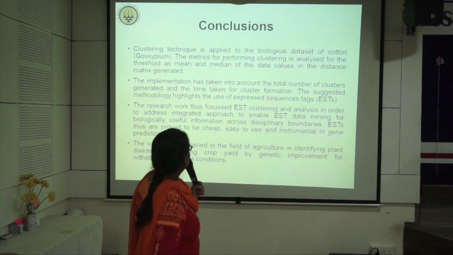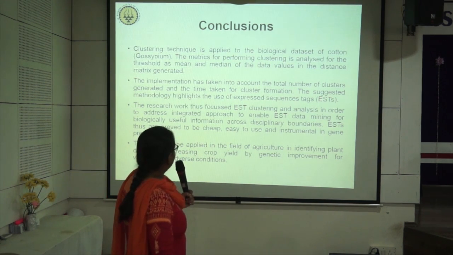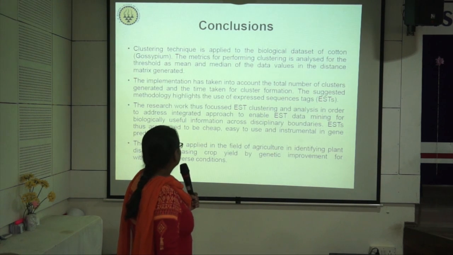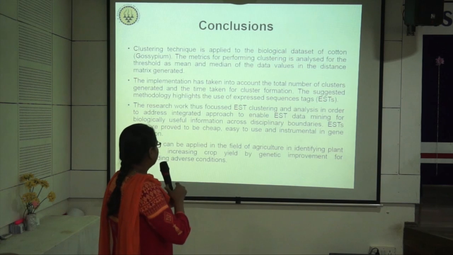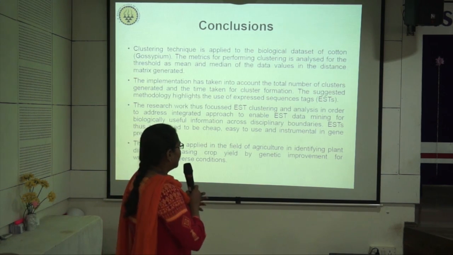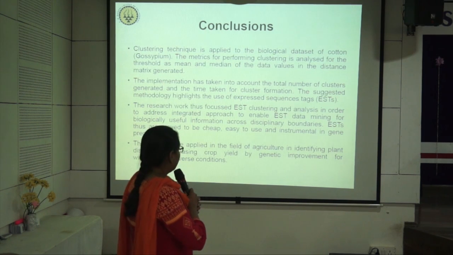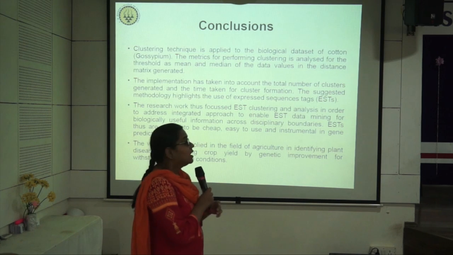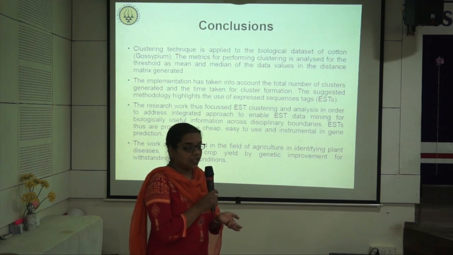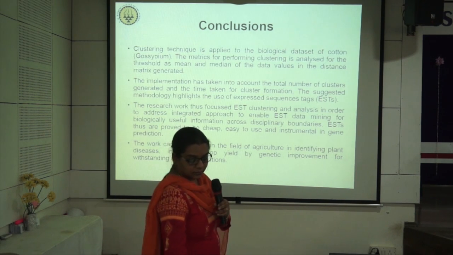GMO and non-GMO: the clustering technique is applied to a biological dataset of cotton. The metrics of performing the clustering are analyzed. The implementation took into account the total number of clusters generated. The work could be easily applicable to the field of agriculture in identifying plant diseases and increasing crop yield, and GMO, non-GMO kinds of issues can very well be handled with this kind of work.